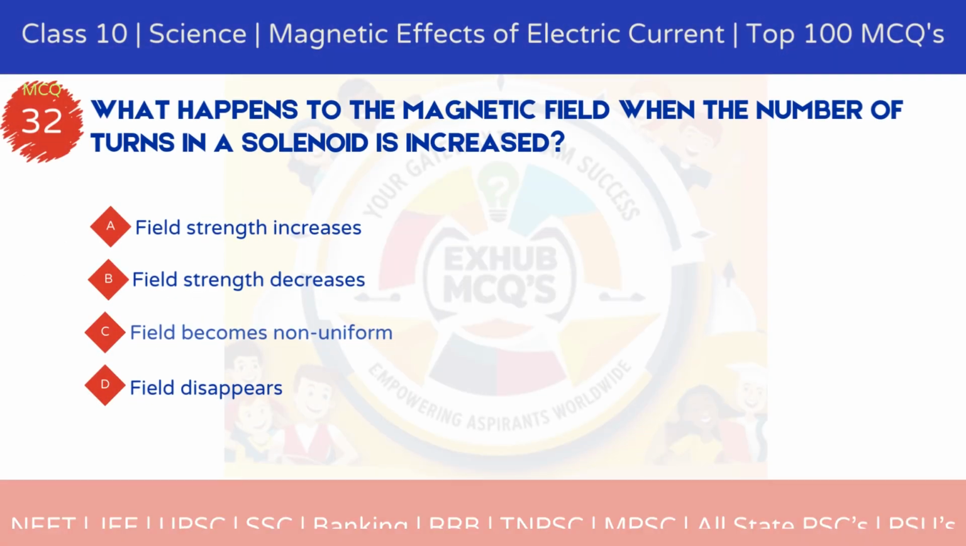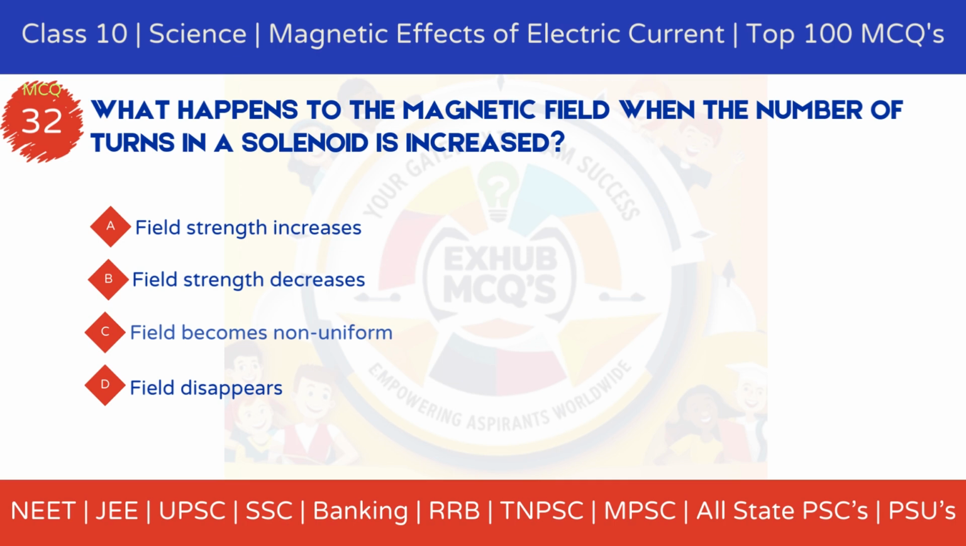MCQ 32. What happens to the magnetic field strength when the number of turns in a solenoid is increased? Option A, field strength increases. Option B, field strength decreases. Option C, field becomes non-uniform. Option D, field disappears.